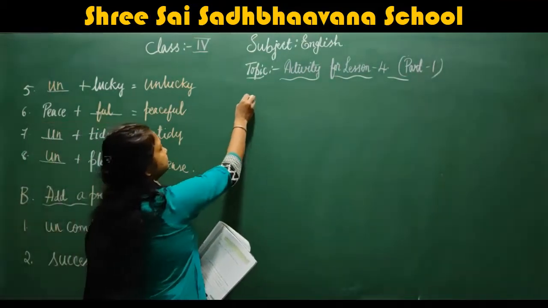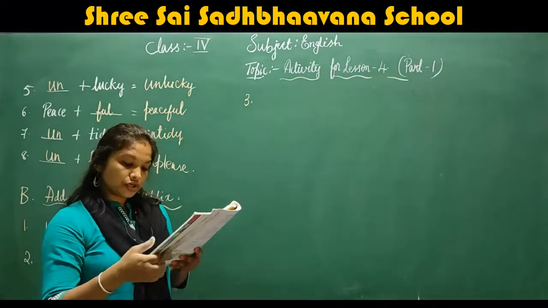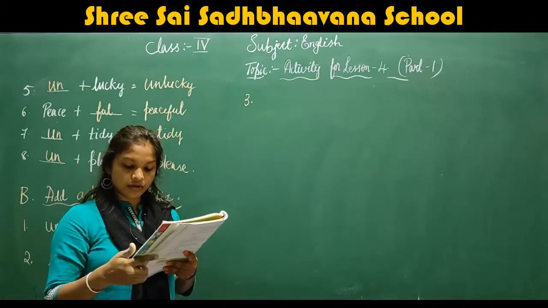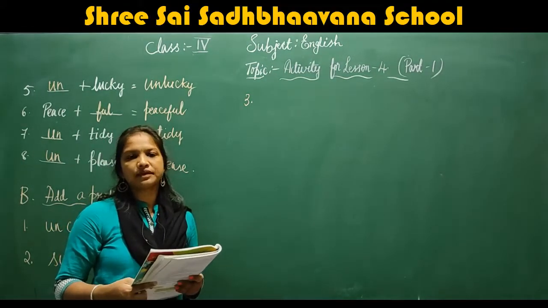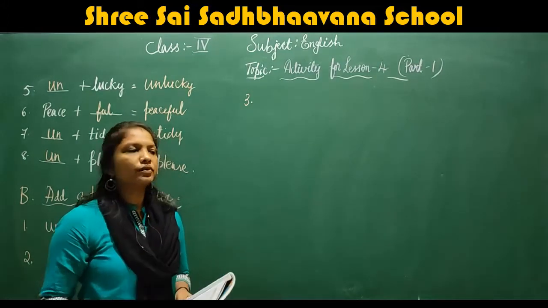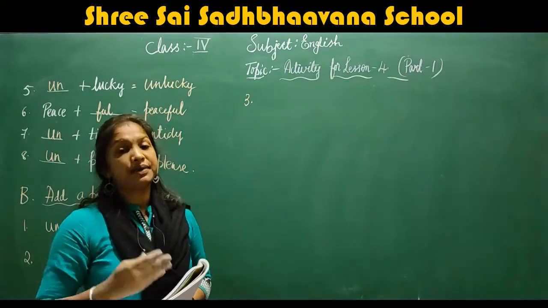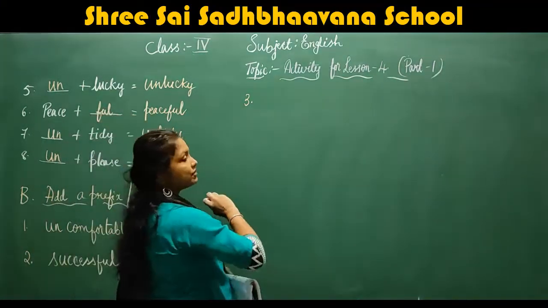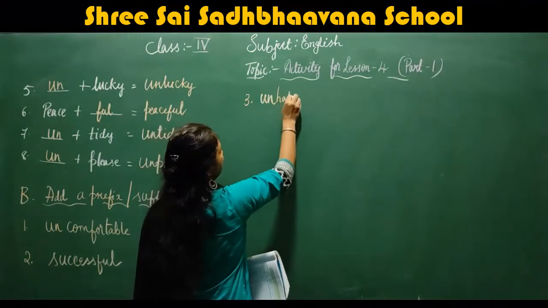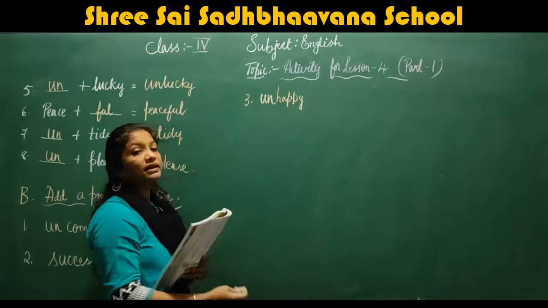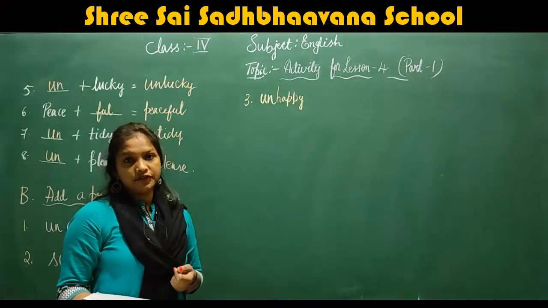Now third one. Mother was very dash to see that he had broken the window. Happy. So mother was very sad. Okay, happy is the word. So do we have to add a prefix or suffix, children? Yes, we have to add a prefix. Okay, what is that prefix? Unhappy. So mother was unhappy because he had broken the window.